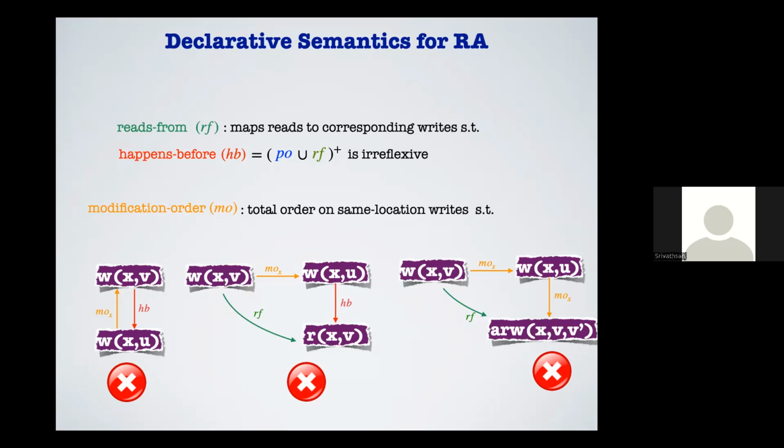Yes. I still didn't understand why the MO is needed. Why is the MO needed? Because it seems that RF is enough. Like, I only care about what I'm reading. Why does the order of writes matter, beyond what I read from, intuitively?